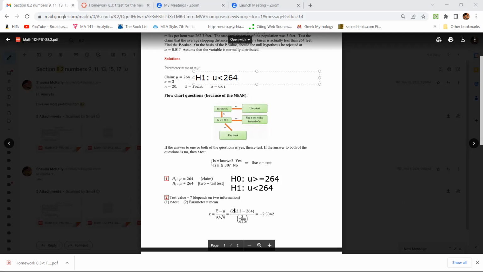Her Z-score, her plugins look okay. I haven't checked to see if the Z-score actually matches. Let me check that on my calculator off screen. This is 262.3 minus 264 over 3 divided by the square root of 20. Okay. I have negative. Her Z-score is correct.